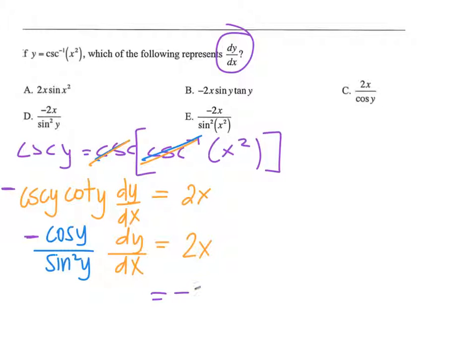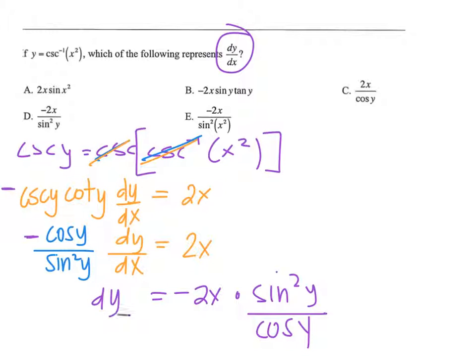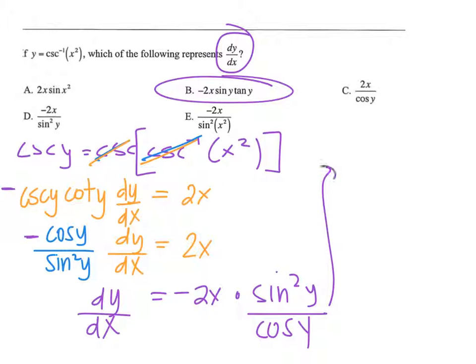So that's going to leave us with negative 2x multiplied by sine squared y over cosine y. And dy/dx is equal to that. You can see the answer starting to form there, which is negative 2x times sine over cosine times sine. There's my sine squared y and my cosine. And there's my answer, negative 2x sine y right there and tangent of y. Okay, I hope you understand now. Thanks, guys.